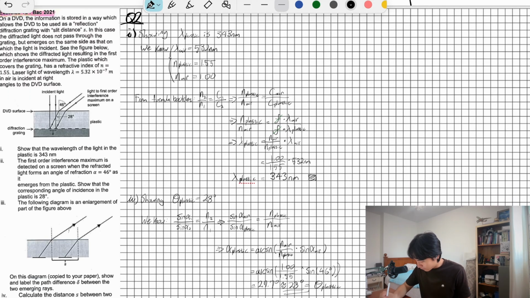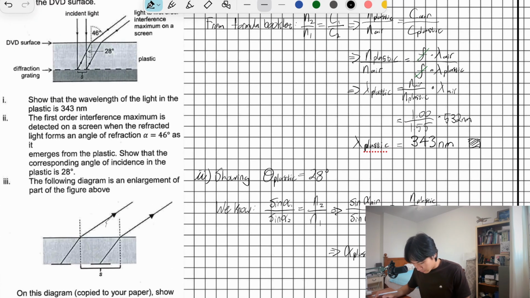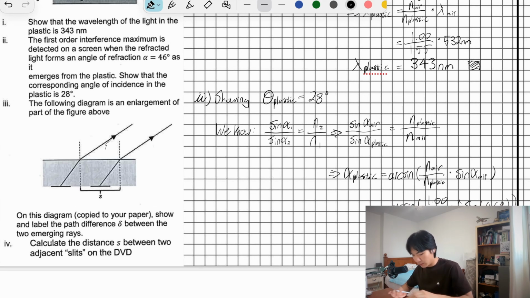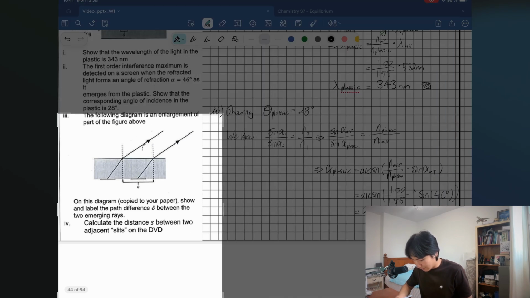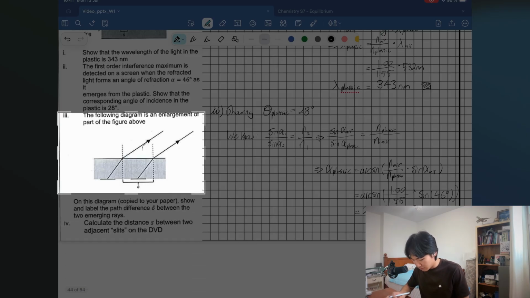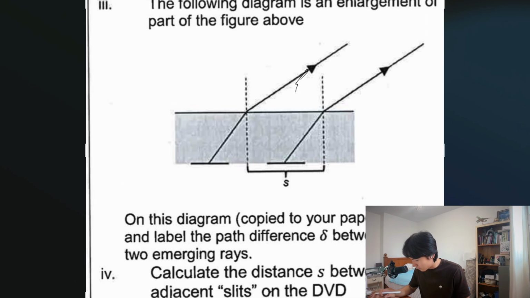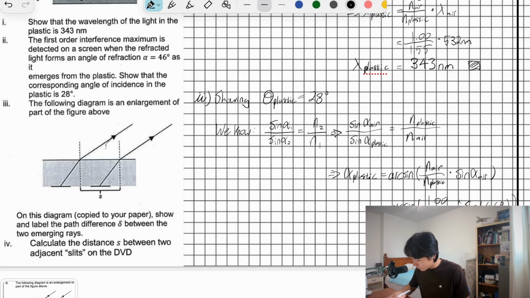I'll write on this half, and normally on paper you should use as many pages as you need, because you don't pay for your papers, so there is no point in trying to save space. Okay, the following diagram of a DVD is an enlargement of the figure above. Label the diagram. I'm just going to screenshot this because I can, whereas in reality you should draw this, and I don't want to go back and forth on the paper, so that's why I am doing this.